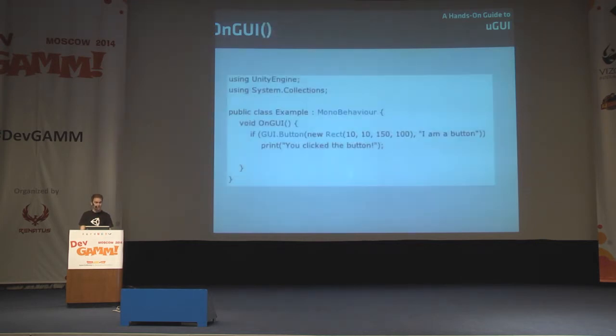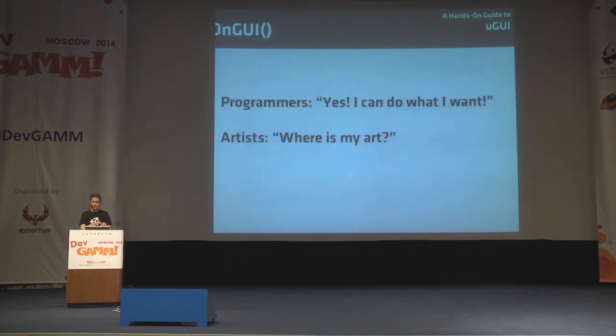So there's another way on GUI, writing everything from scratch, writing all the code, so you define the area, you define whereabouts it's drawn from, its corner, its width. So programmers are like, yes, I can do everything. I can draw everything. I can set it up how I like it to be. But artists are like, where is my art? I can't actually see it until the game is running. I can't set up things. And so, there's kind of a divide there.